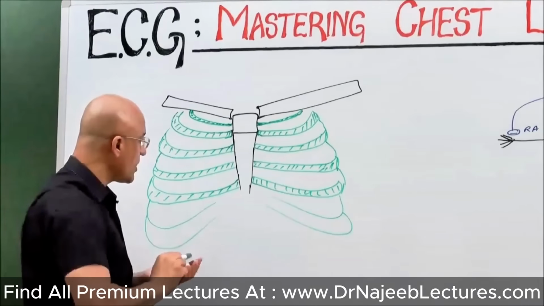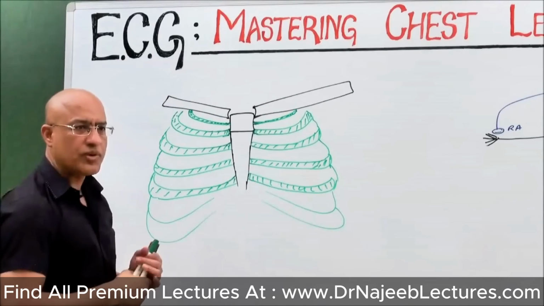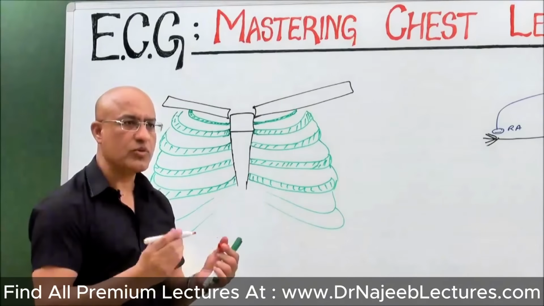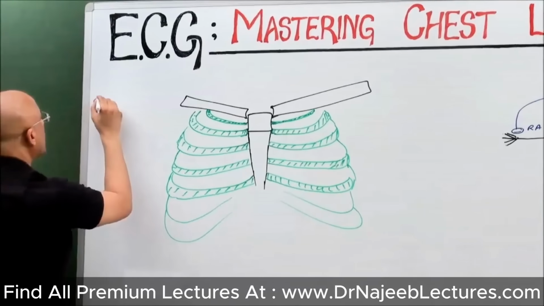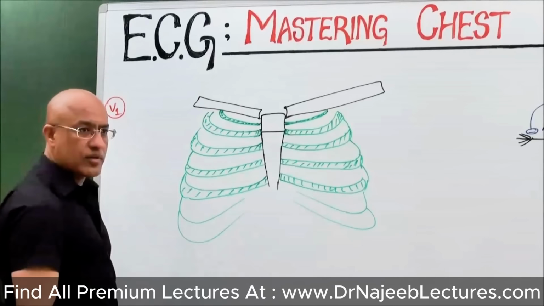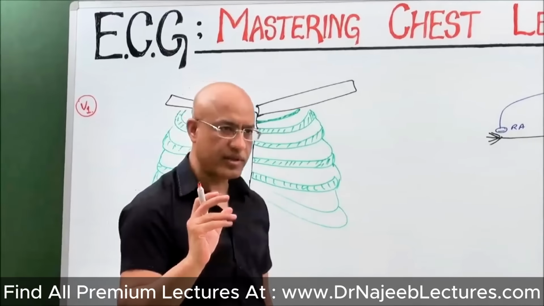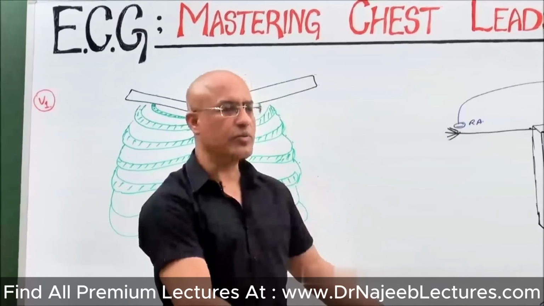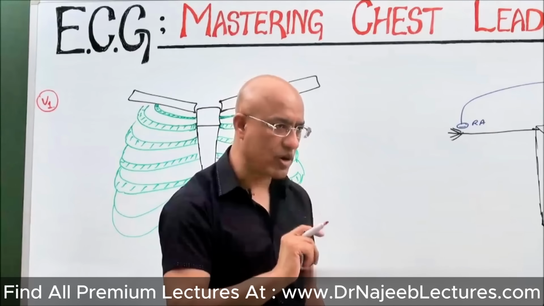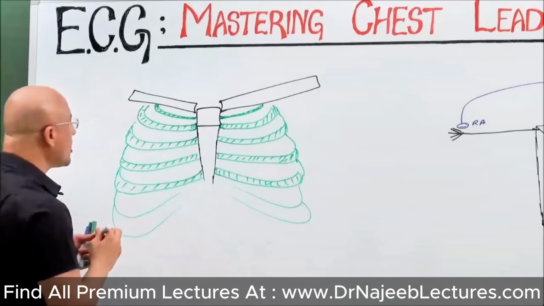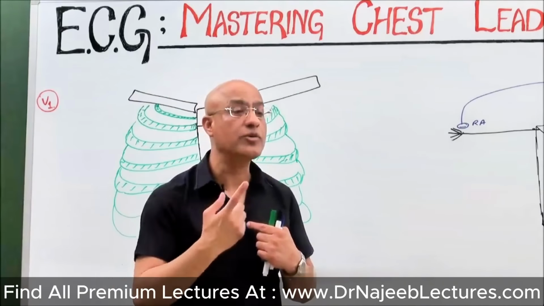Now, where to put your electrode? There are 6 chest leads. First of all, let's talk about the first chest lead, which is called V1. To construct the V1 chest lead, the Wilson central terminal remains the same. But where do you apply the positive or exploring electrode? That is in the fourth intercostal space, just right of the sternum.